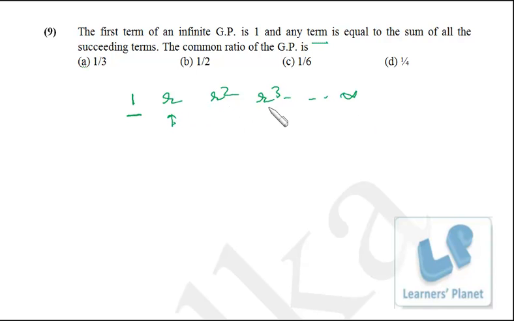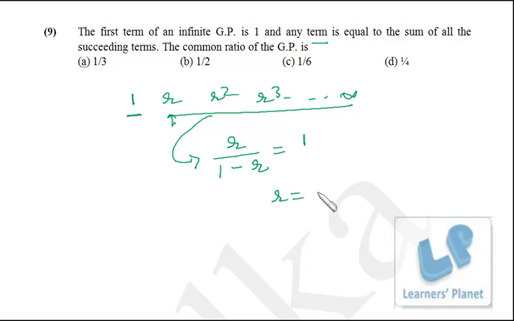So the sum of this infinite GP will be what? First term by 1 minus common ratio, right? So the first term is r over here and the common ratio is also r, so r upon 1 minus r, and that is equal to 1. The sum of all the succeeding terms is equal to the previous term, which is actually 1. So r is equal to 1 minus r, that means r is equal to 1 by 2. Okay, very simple.